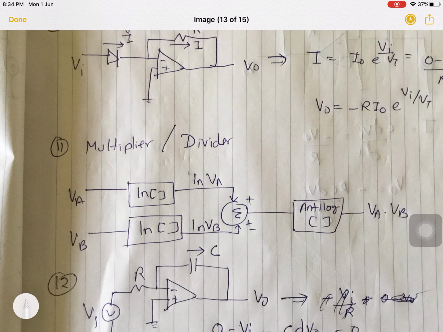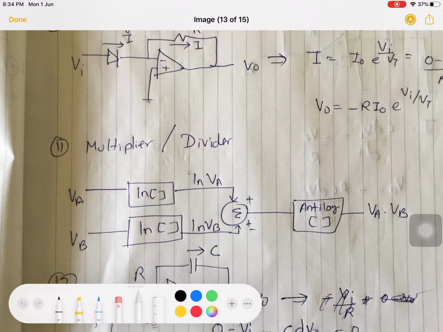Now another circuit is the multiplier and divider circuit. What is the multiplier and divider circuit? We had already seen the adder and subtractor in the previous video. In the multiplier, we use Va, Vb, take the log, so it will be ln Va, ln Vb, and use a summer or adder. If it is an adder, then it will be a multiplier. If it is a subtractor, then it will be a divider.